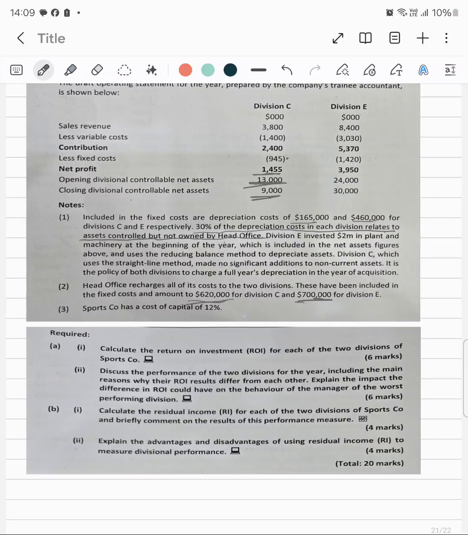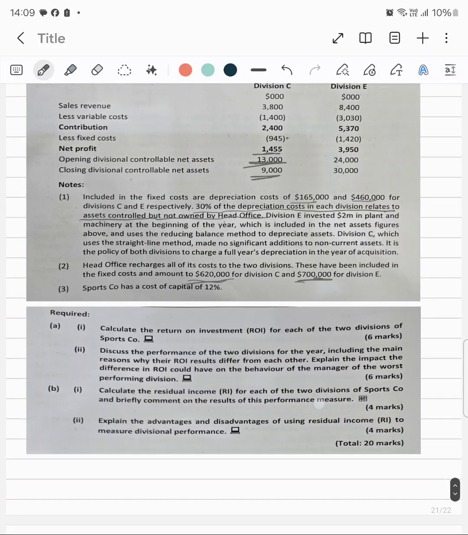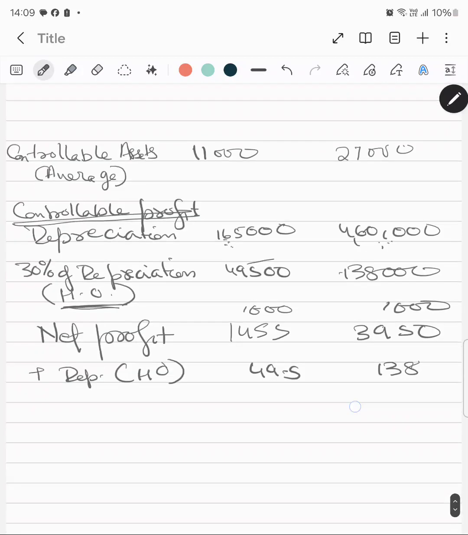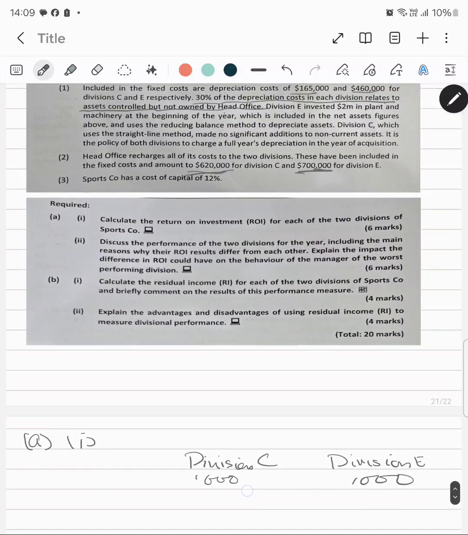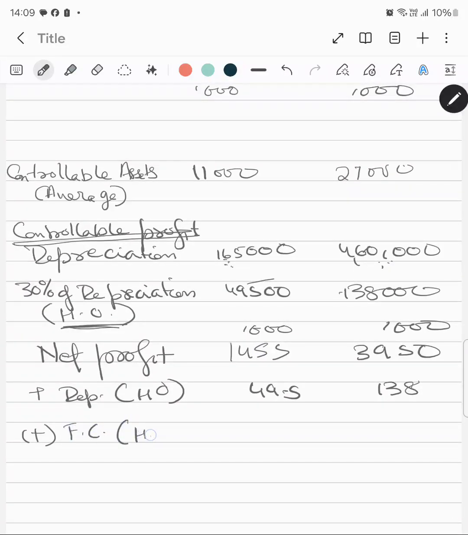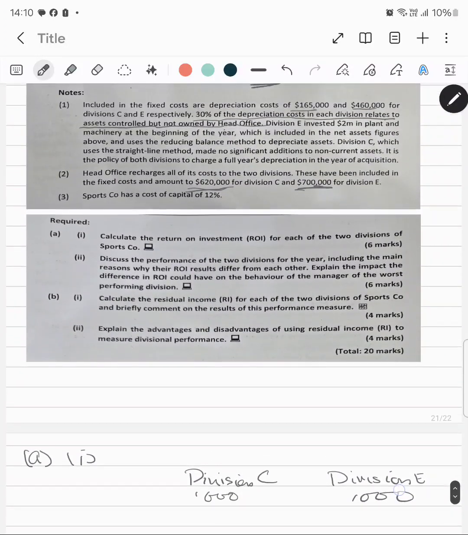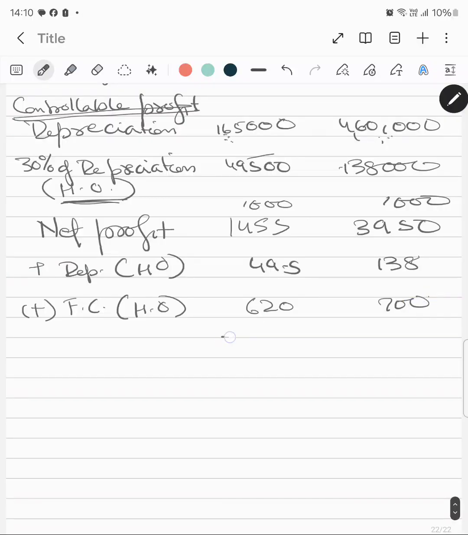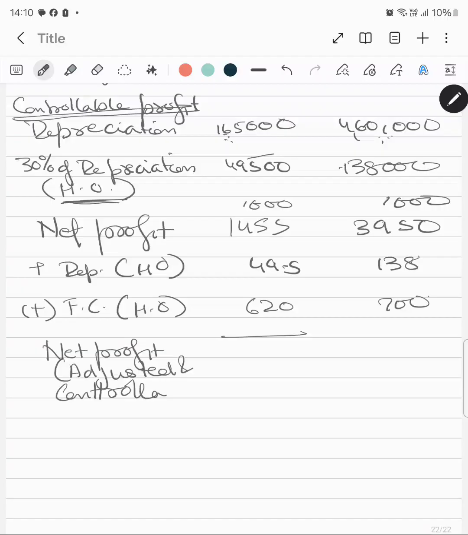It was not controllable by the division, and therefore I need to exclude this from the fixed cost given in the question. If I exclude this fixed cost, my profit will increase. So I will have to increase my net profit by the fixed cost of HO, by 620 and 700, giving my adjusted and controllable net profit. I had first stated that we do not need to do any adjustment. That statement was incorrect.